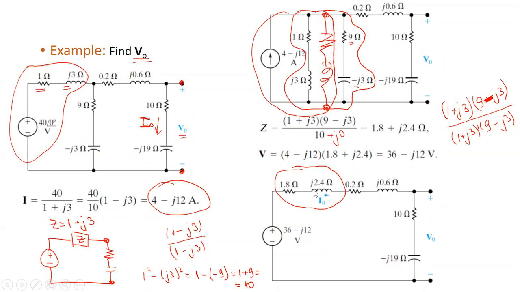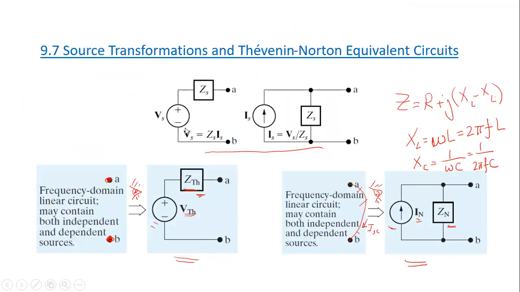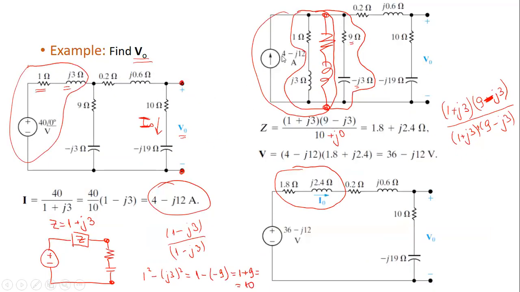So here we have this combination, now connected in series. And now I need to find the voltage source value. With source transformation, the voltage source value will be the impedance multiplied by the current source. Here I have the current source 4 minus J12, and the equivalent impedance, which is 1.8 plus J2.4 ohms. If I multiply them by each other, I get the value of this voltage source, which is 36 minus J12 volts. So this will be the voltage source.